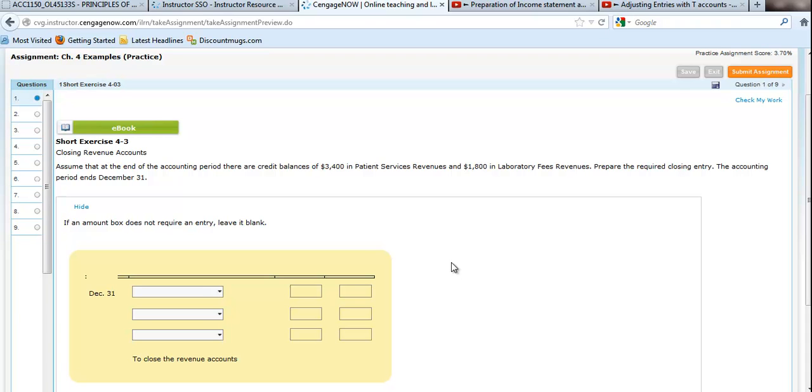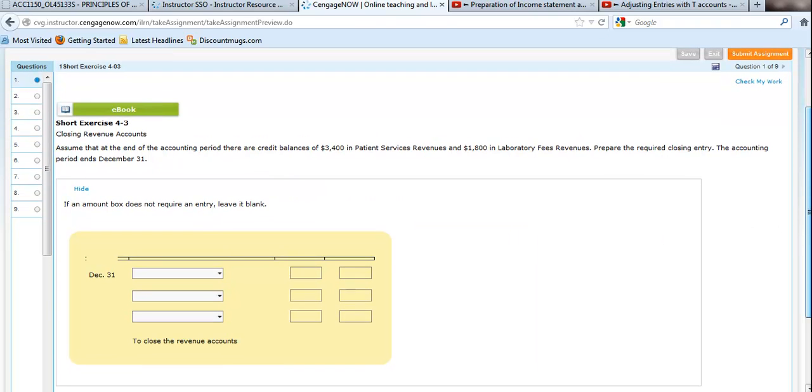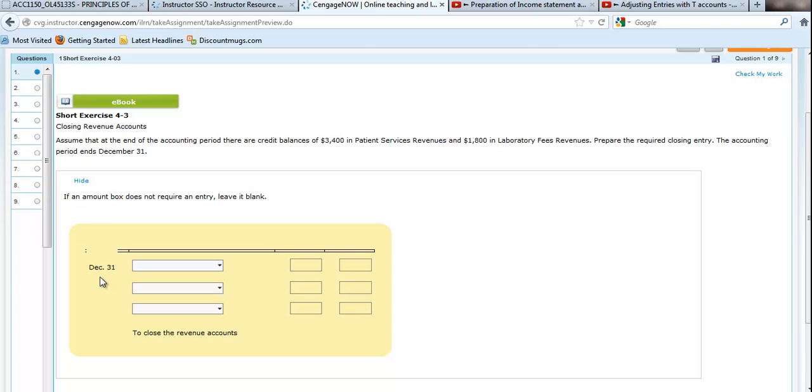Closing entries are also always performed on the last day of the accounting period, so you'll notice here that the date, December 31st, is already written in. So I have to debit two different accounts. I'm going to debit my patient services revenue in the amount of $1,800, and I'm going to debit my laboratory fees revenue. I guess I got those amounts backwards, $3,400 and $1,800. Be careful and read carefully.